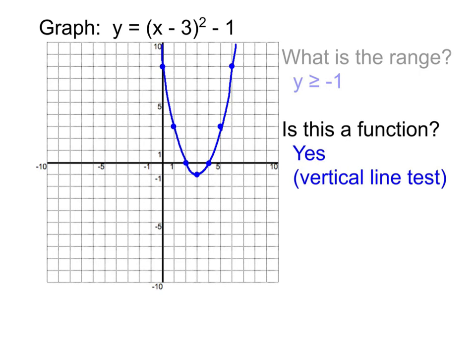So like an example of something that would not be a function, that wouldn't be a function. Because notice I'd hit the graph in 2 places with a vertical line. So this one is a function though. All right.